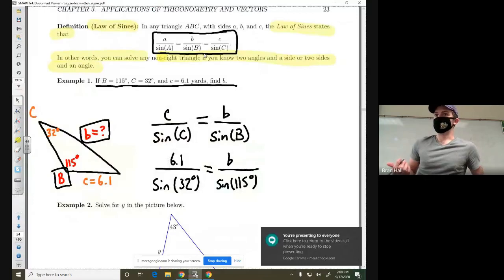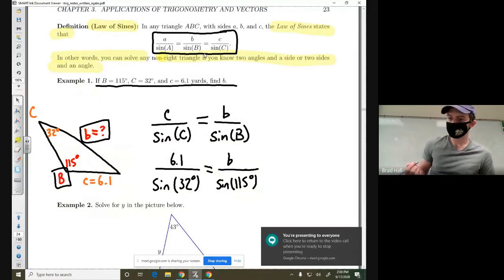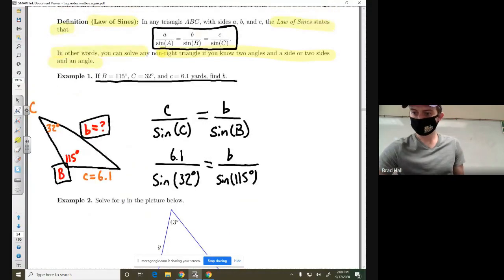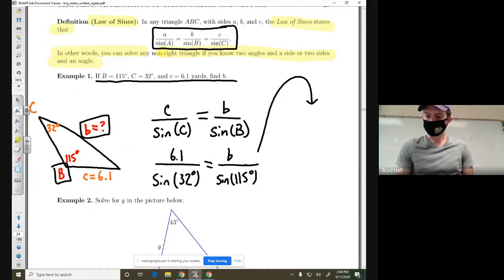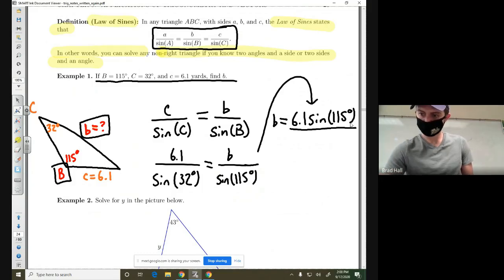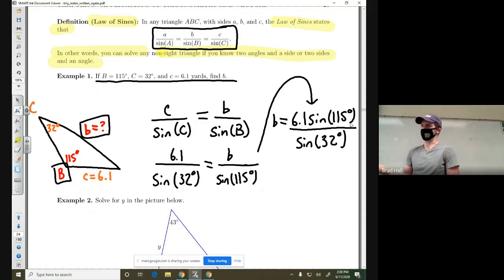And so finally, all we have to do is solve for lowercase b. Depending on how well you know your algebra, you can either cross multiply, or you can just multiply both sides by sine of 115. In either case, you would get this. It's just one algebraic step.